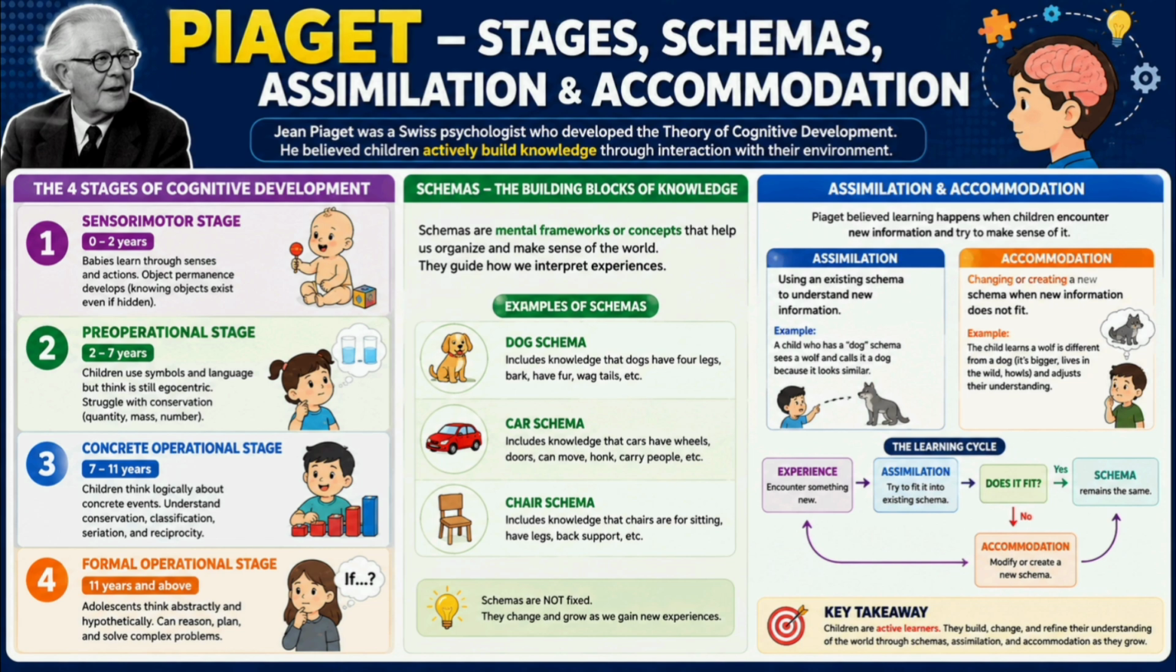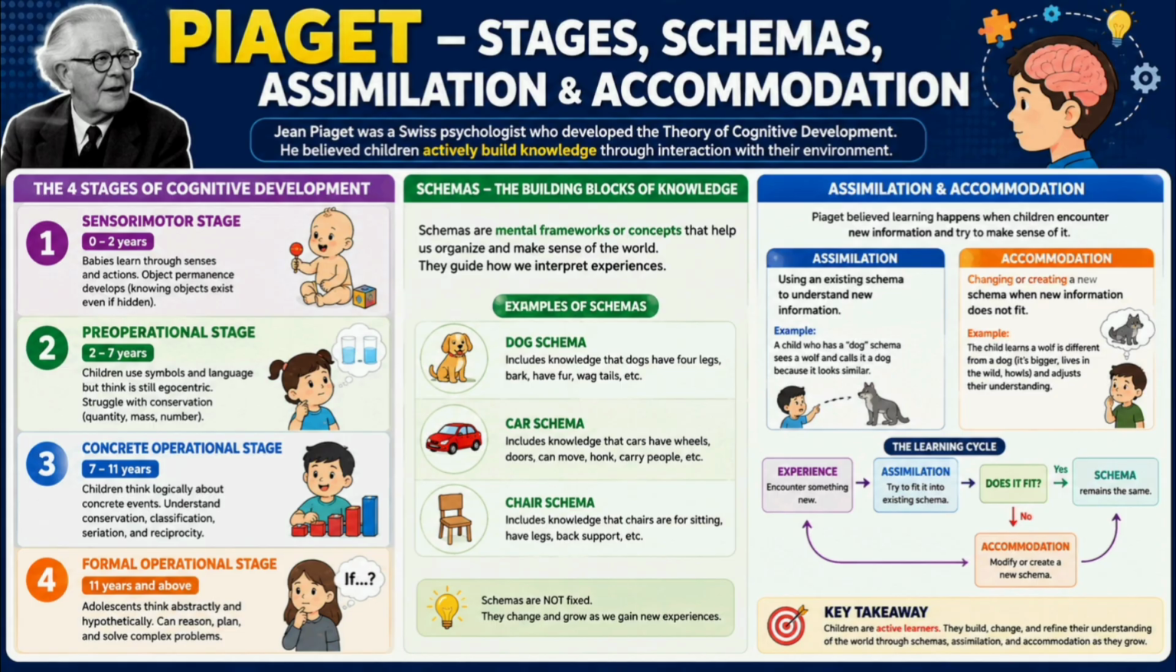Concrete operational stage. The third stage is the concrete operational stage, age 7 to 11 years. This is a very important stage for CTET and other teaching examinations. During this stage, children begin to think logically but mainly about concrete or real objects and situations. They become capable of understanding conservation, classification, seriation, reversibility, and logical relationships.